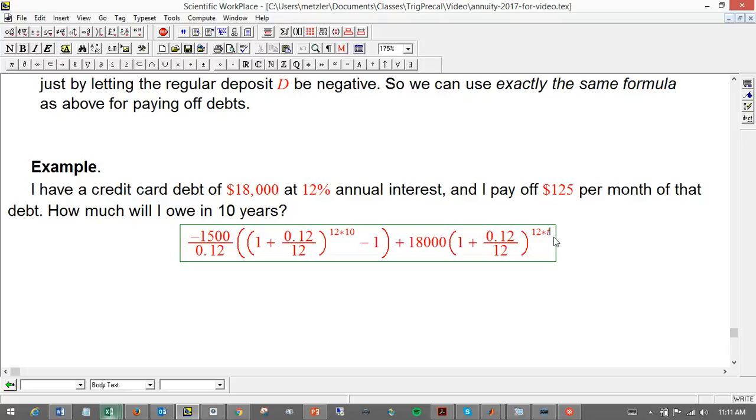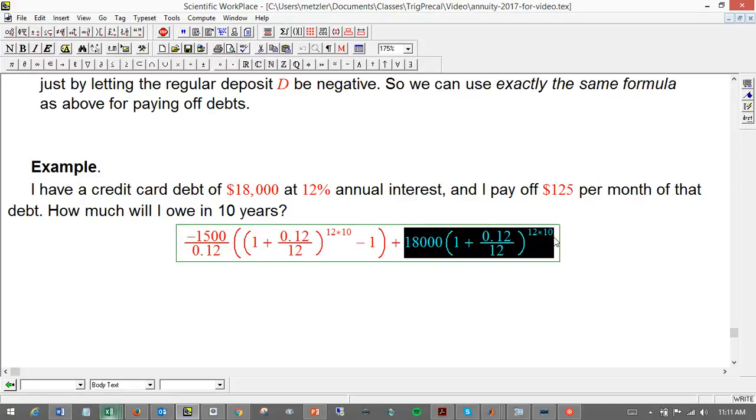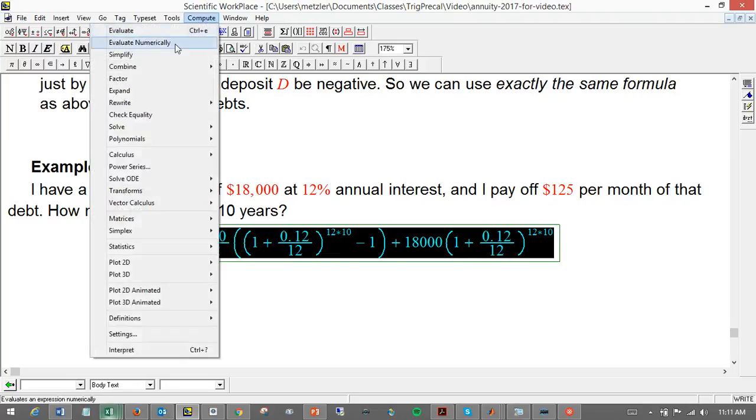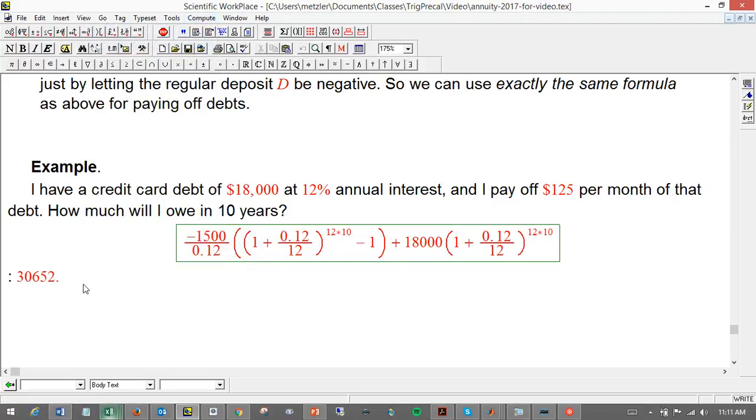Oh, and I need the 10 here. So really quite straightforward. If we can convince ourselves that this magic thing of just making the deposit negative works, and uh-oh, that's not good. I owe more money than I started with. So let's think about why that's true. $18,000 at 12% annual interest is 1% per month, and 1% of that is $180. So they're charging me $180 in interest, and I'm only paying $125 off per month. So in fact, my debt is growing continually throughout the whole time here.